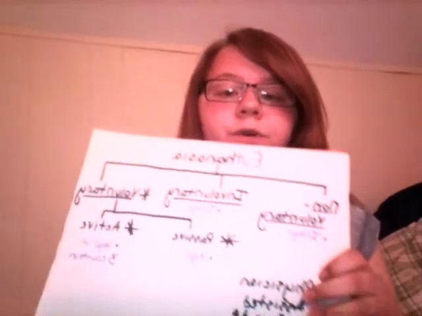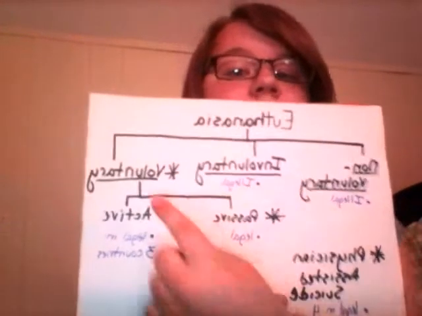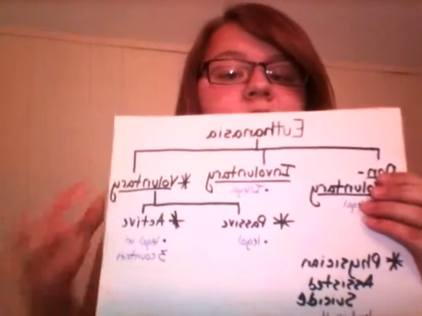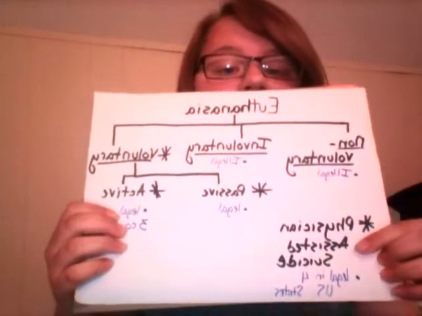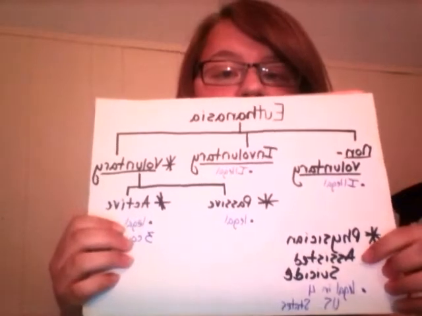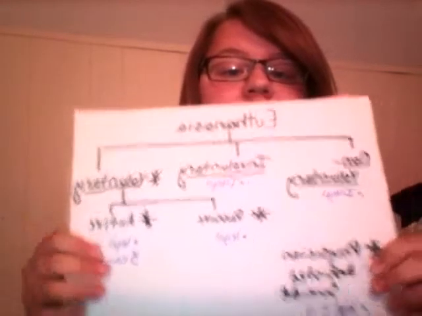First, let's begin with what exactly euthanasia is. As stated before, euthanasia is the painless killing of a patient who suffers from an incurable and painful disease. There are a few different forms of euthanasia, including non-voluntary, involuntary, and voluntary. Voluntary consists of passive and active, and there is also something called physician-assisted suicide. Throughout the next couple minutes, I'll be focusing on the different forms of voluntary euthanasia and physician-assisted suicide.